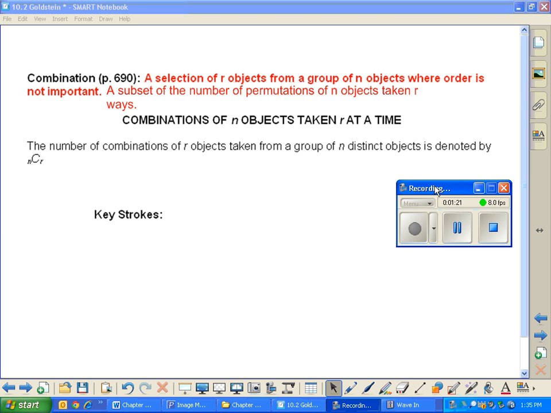Where order is not important, that is probably the most important piece you can grab from this: in combinations, order doesn't matter. In permutations, if you remember, we talked about how that's kind of like a locker combination. Order does matter. Combination, it's not important what order things are in. It just matters that those components are part of your answer. Another thing mentioned in this definition is that it is a subset, or a smaller group, of the number of permutations of N objects taken R ways. So we have a group of permutations, and within that is the group of combinations.